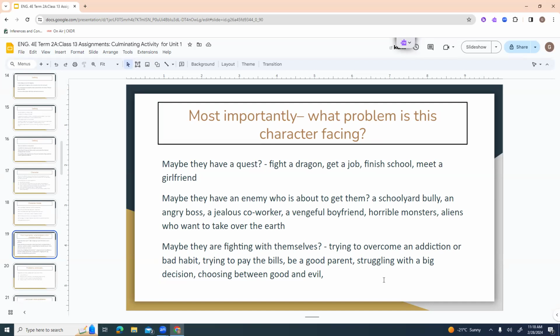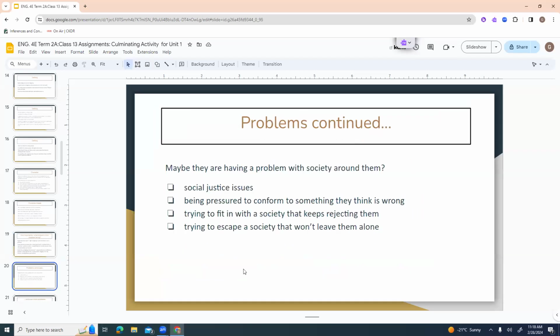Maybe they're kind of fighting with themselves, trying to overcome an addiction or a bad habit, trying to pay the bills or be a good parent, struggling with some sort of big decision, choosing between good and evil. Maybe they're having a problem with society around them, social justice issues, being pressured to conform to something they think is wrong, trying to fit in with a society that keeps rejecting them, trying to escape a society that won't leave them alone.